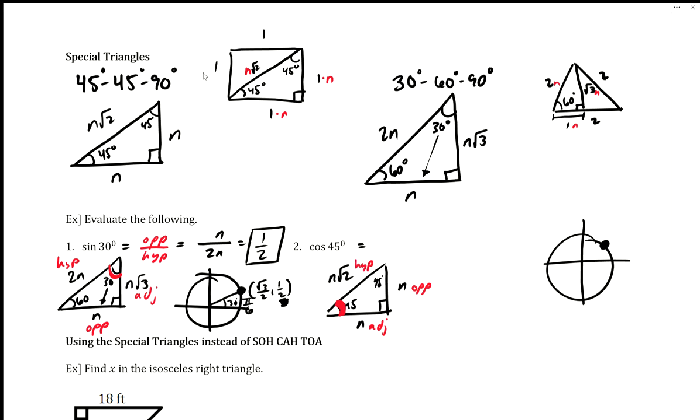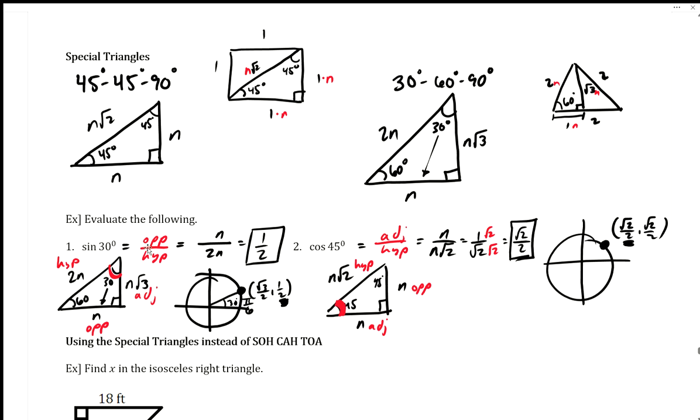Okay, so cosine using SOHCAHTOA is the adjacent over hypotenuse, which means on this problem, my adjacent is n, my hypotenuse is n radical 2. Again, the n's cancel. We have 1 over radical 2. And then we could rationalize this to get radical 2 over 2. Okay, which is the same thing we would have gotten if we used the unit circle. So they're always going to agree. This is just a different way to show it.